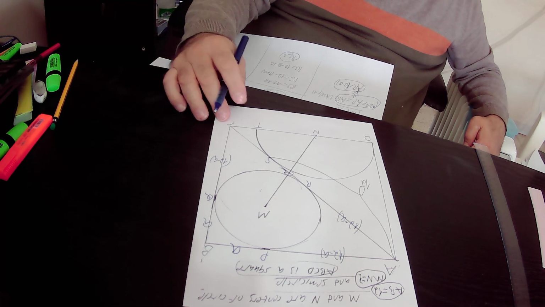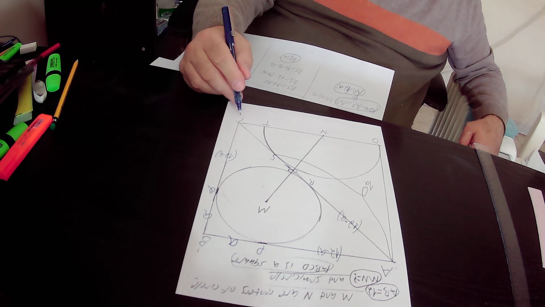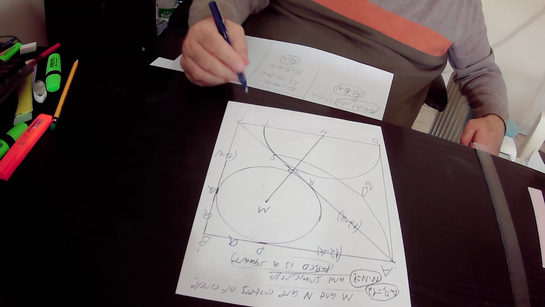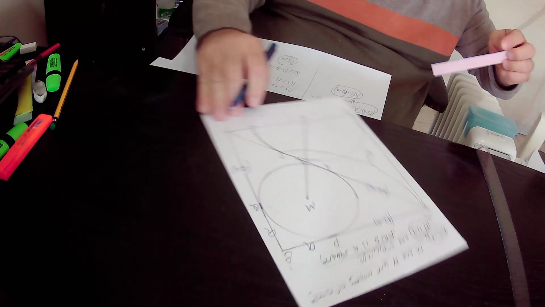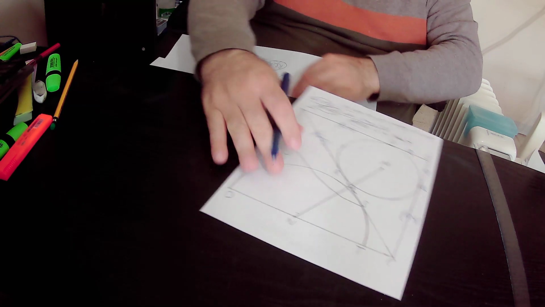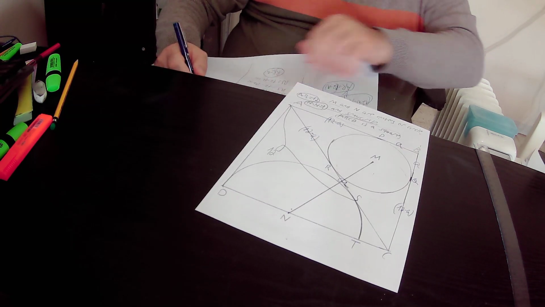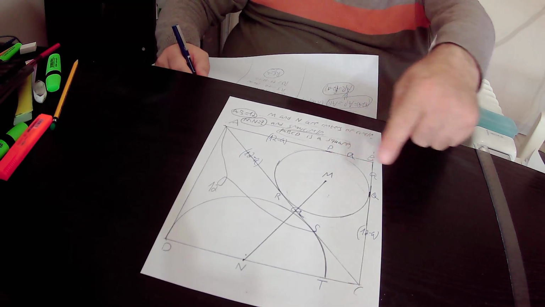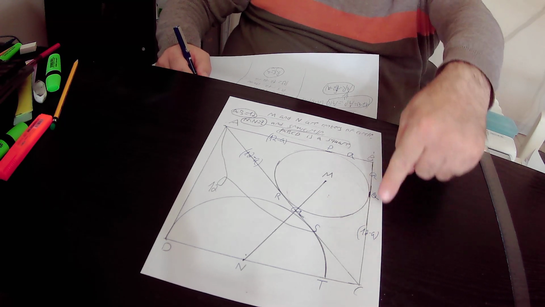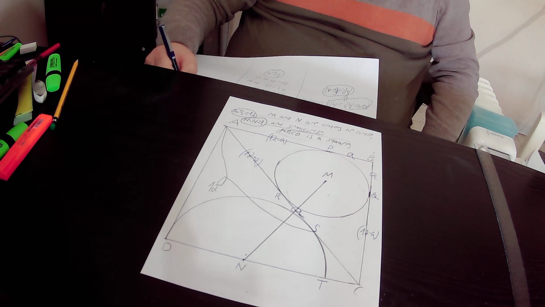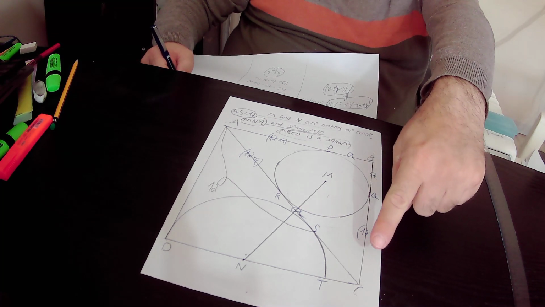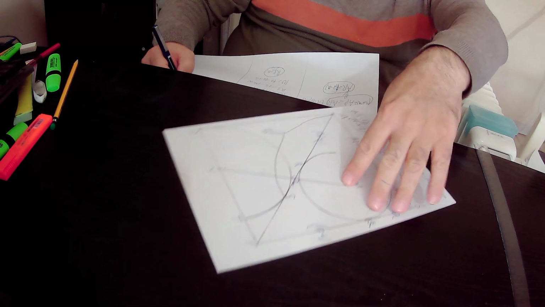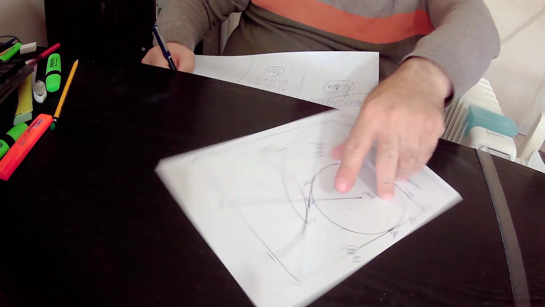In the next step, we focus on point C, the external point C. From the external point C, we have two tangents to this circle. The first tangent is tangent CQ. The second tangent is tangent CR.